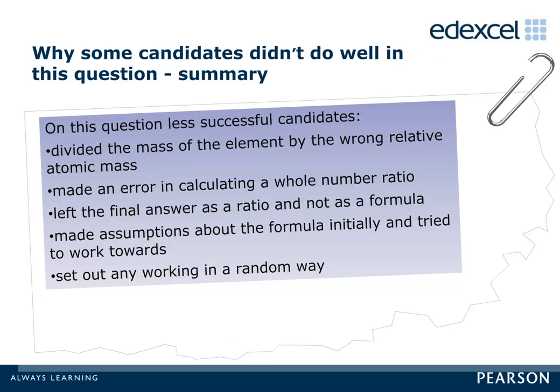On this question, less successful candidates divided the mass of the element by the wrong relative atomic mass, made an error in calculating a whole number ratio, left the final answer as a ratio and not as a formula, made assumptions about the formula initially and tried to work towards them, set out any working in a random way.